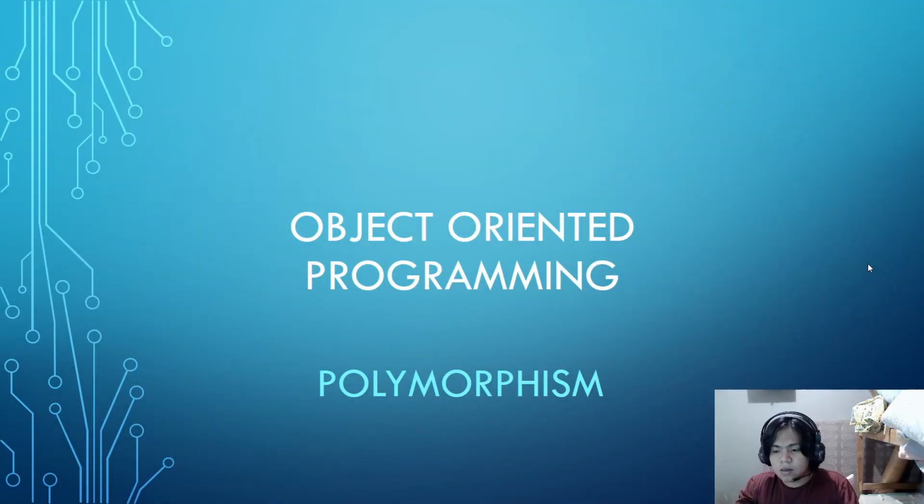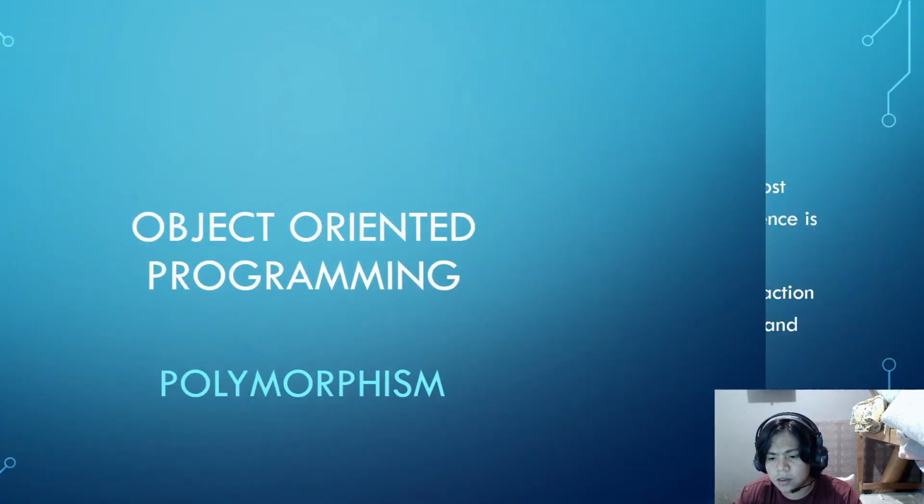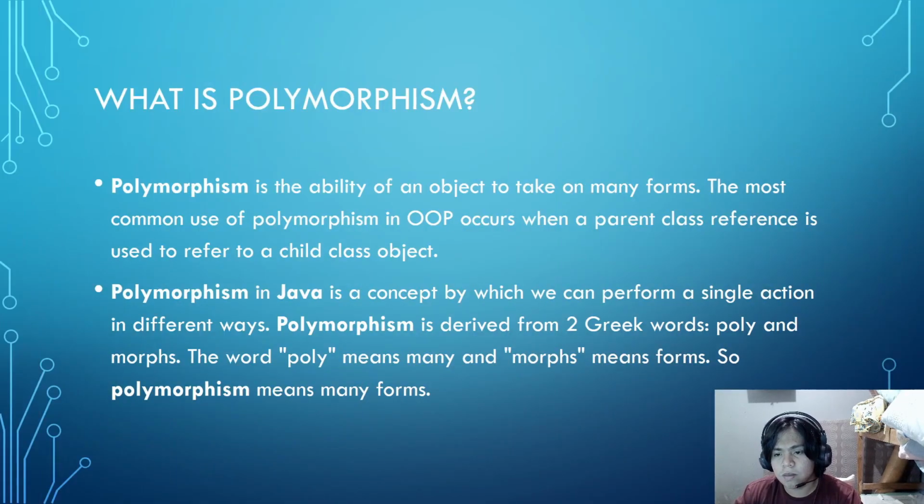Okay guys, so today I will be discussing polymorphism, one of the basic concepts of object-oriented programming. Now, what is polymorphism? Polymorphism is the ability of an object to take on many forms. The most common use of polymorphism in OOP, or object-oriented programming, occurs when a parent class reference is used to refer to a child class object.